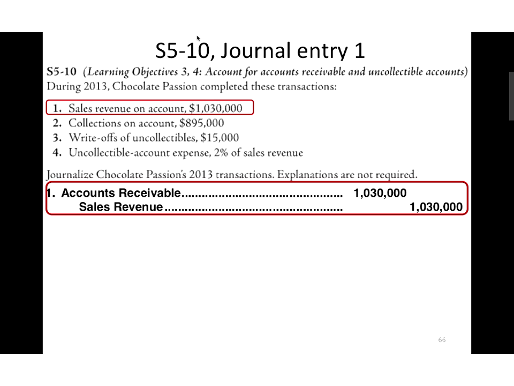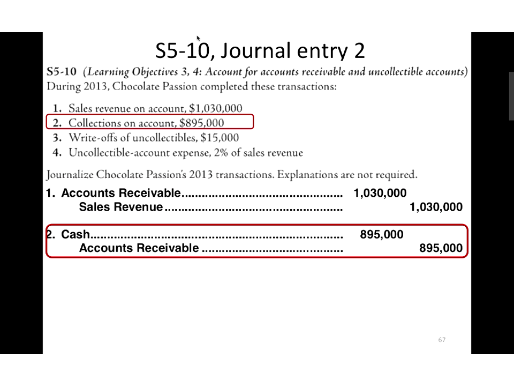Okay, next transaction down is collections on account. Collections on account means that we're getting money, okay? So we know we're going to debit cash, and we're going to be crediting accounts receivable.